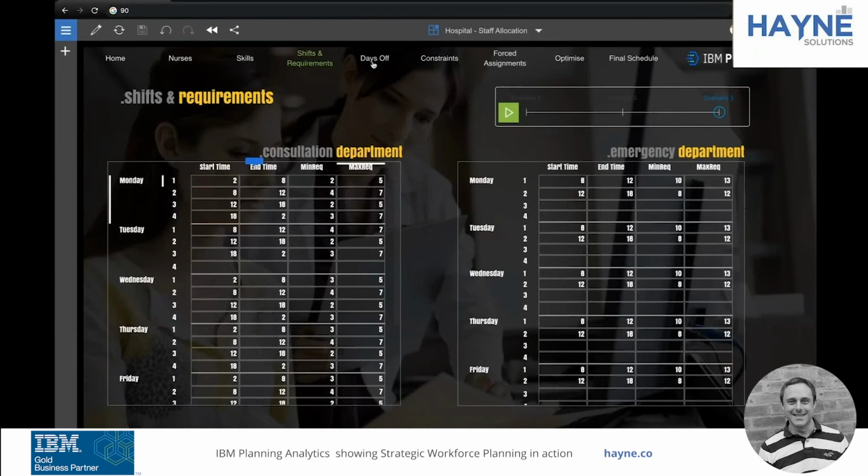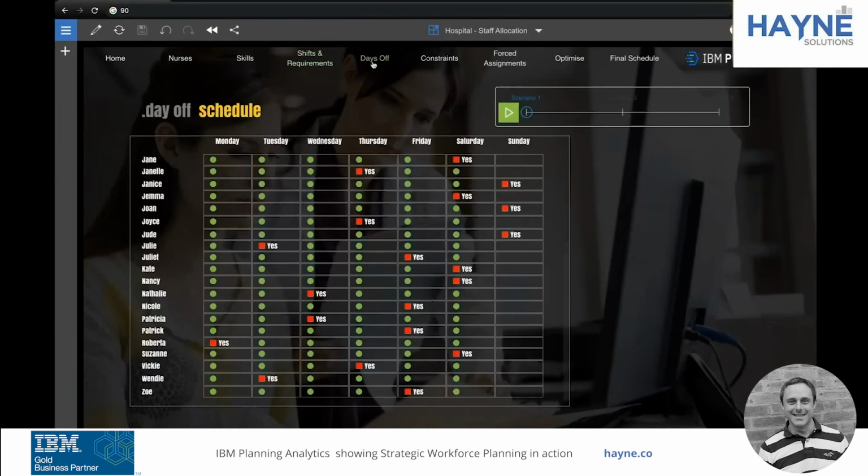The next thing that we want to look at is our days off. Obviously, we don't want to allocate a nurse a shift if they are on holiday. And also in today's world, if they get infected with COVID-19, we need to be able to remove them from the schedule due to having to isolate. So we can come in here, update days off as necessary, and then we can rerun the workforce planning process.